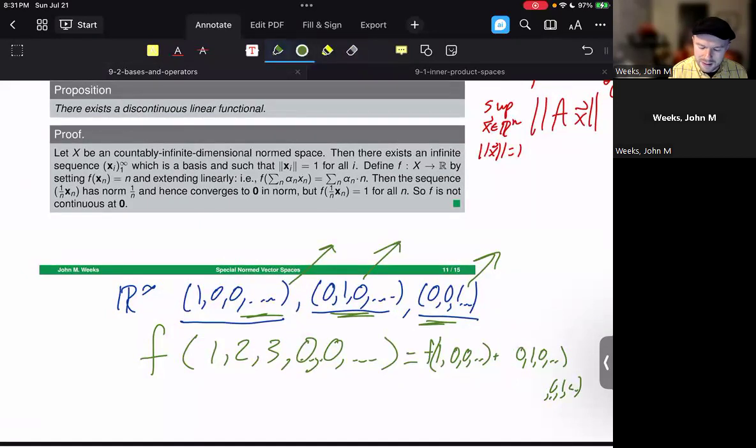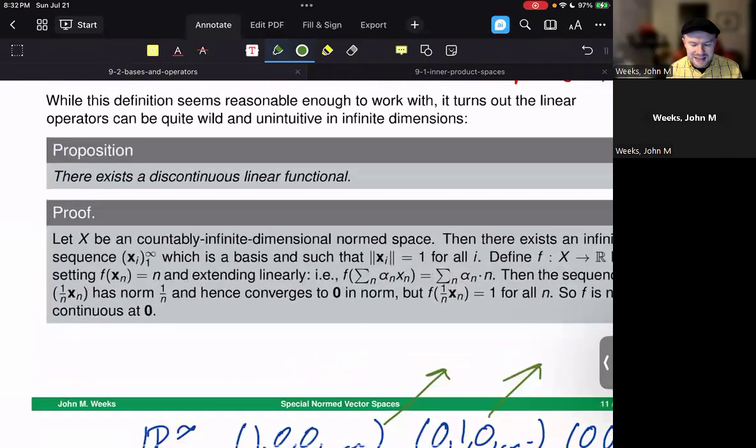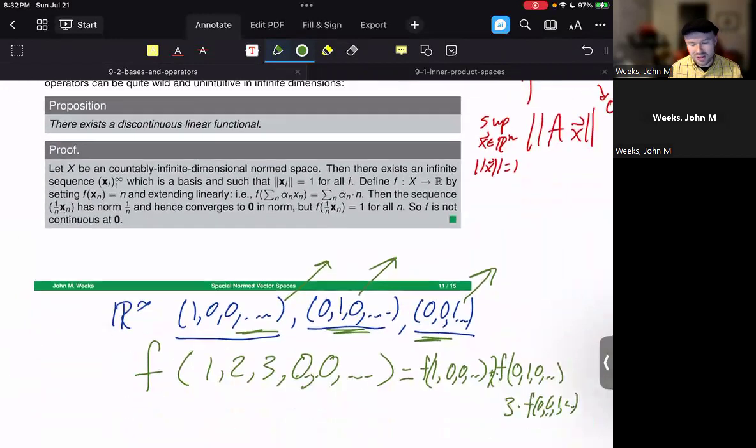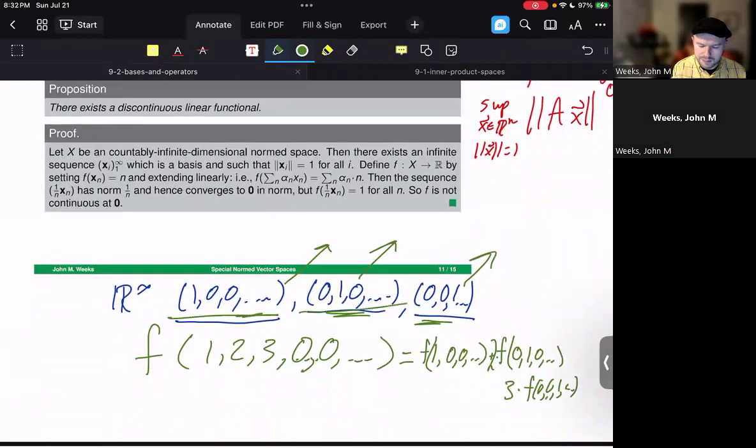So if I define just saying where f of 1, 0, 0 and f of 0, 1, 0 and f of 0, 0, 1 go, then I can find everything else. I just have to break apart the sum and bring out the scalars. So let's see that here. First, I'm going to take an infinite sequence, which is a basis, and such that the norm of each element is 1. Seems like a good choice based off of the infinite dimensional sequences that I've been working on so far. Then here's how we're going to define our linear transformation.